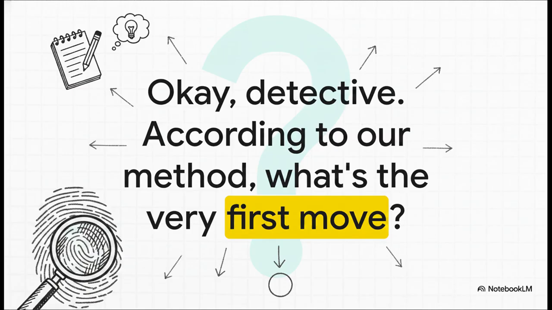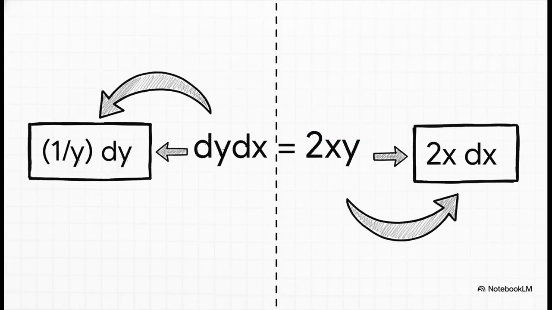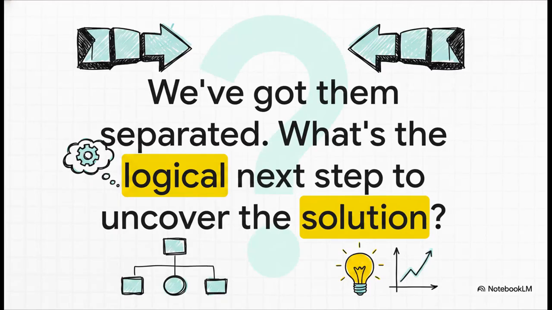So you're looking at the evidence, you've got your three-step method in your head. What is the absolute first thing we have to do here? Exactly. We separate the variables. We use a little algebra, divide both sides by y, multiply both sides by dx, and just like that, the y terms are on the left and the x terms are on the right. Our suspects are in separate rooms, ready for questioning. Perfect. The variables are separated. What does our procedure tell us is the next logical step to get us closer to cracking this case?